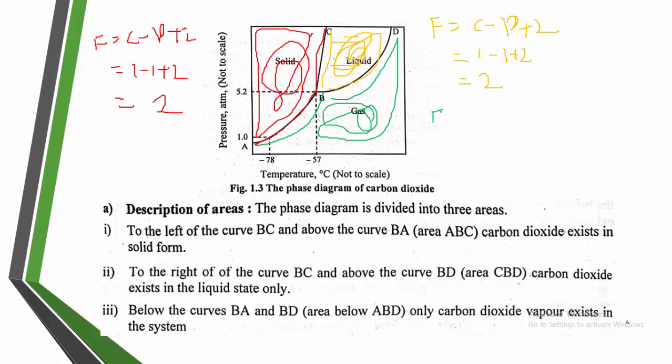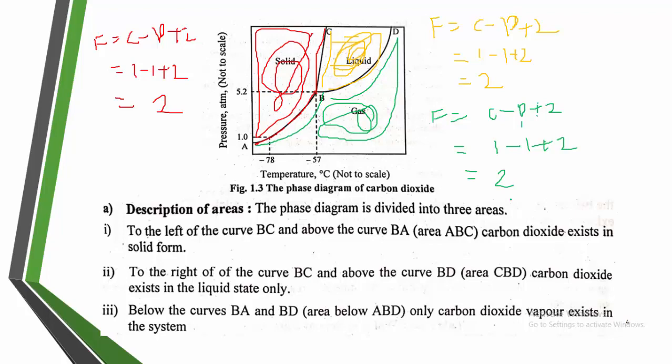Here also we will find out the degree of freedom of this one. The same formula, C minus P plus 2. So what will you get? The component is 1, the phase is also 1, plus 2. So again you will get a degree of freedom of 2. It means if you want to find the state of this area, you should change at least 2 variables. The degree of freedom of the areas under the curve is always 2.